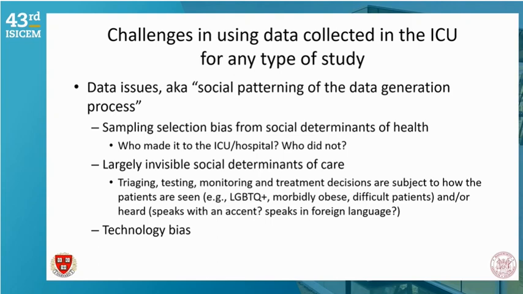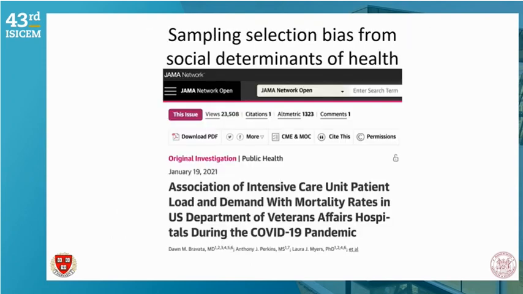Who made it to your ICU? Are some groups systematically excluded because they don't have access to the ICU? Or were they discriminated against, like they got admitted to the floor and then they died on the floor because they should have been admitted to the ICU? So this creates a sampling selection bias, which I will talk about very soon. And then there's also that large category of what we refer to as largely invisible social determinants of care. And then the last category is technology bias.